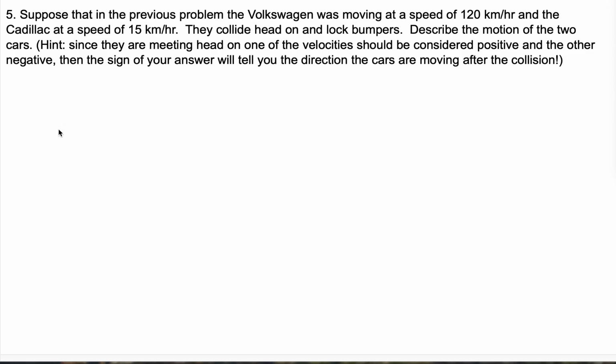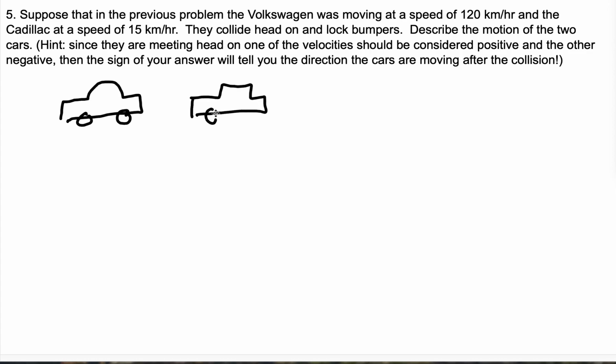So I have these two things, and they collide head-on and lock bumpers. So they're moving towards each other. So I have a Volkswagen. That'll be my Volkswagen. I have a Cadillac.